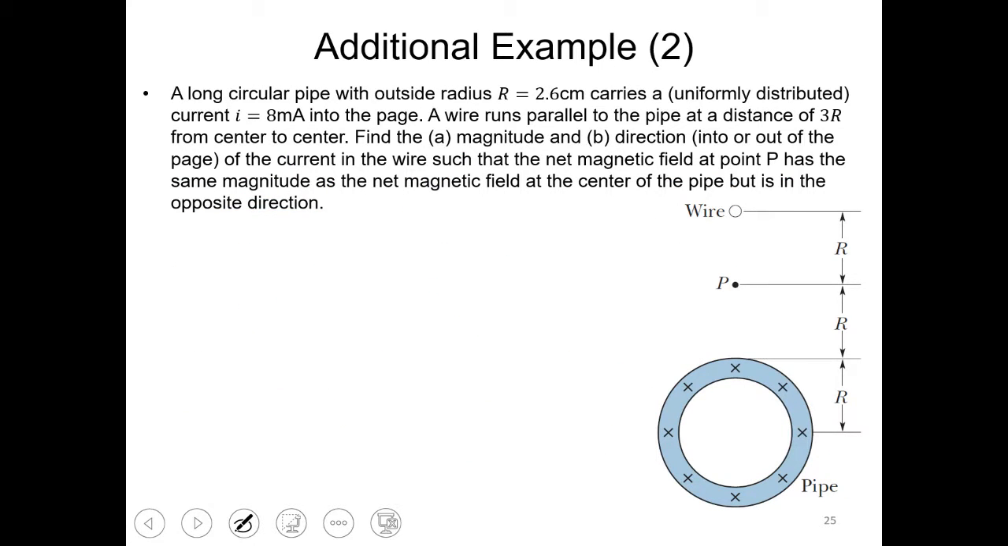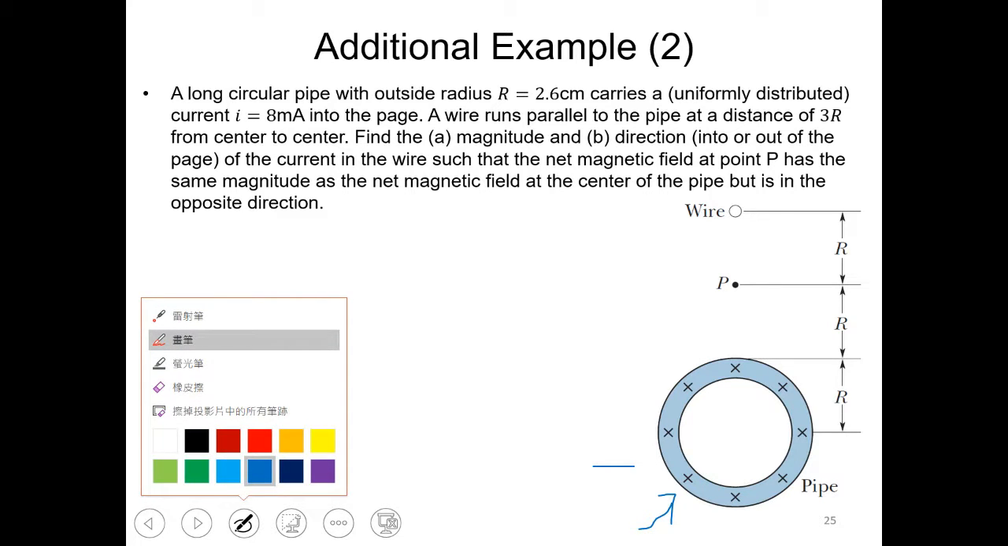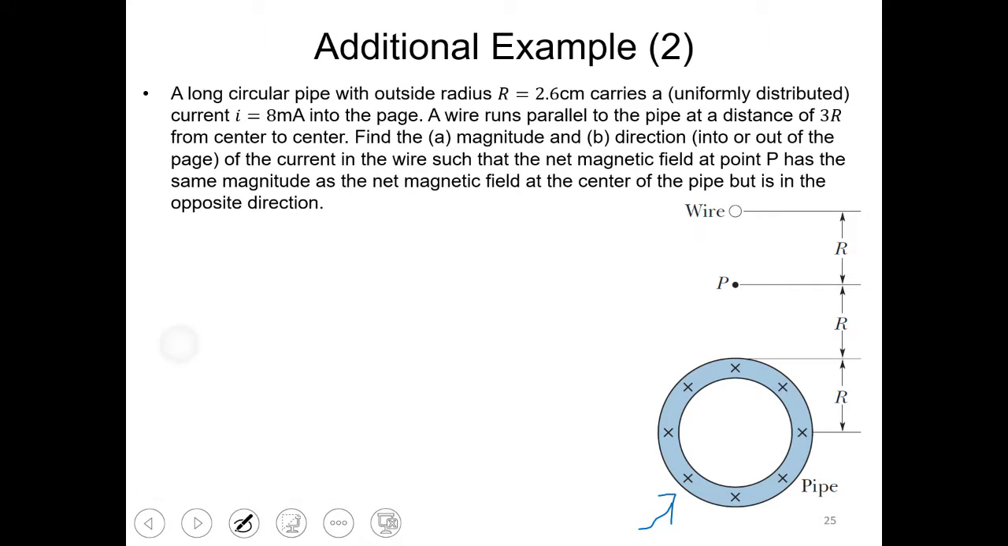Okay, next one. A long circular pipe, which is this one. So this is a pipe with outside radius R equals 2.6 centimeters, carrying a uniformly distributed current. The current is distributed on the light blue area. I is 8 milliamperes into the page.